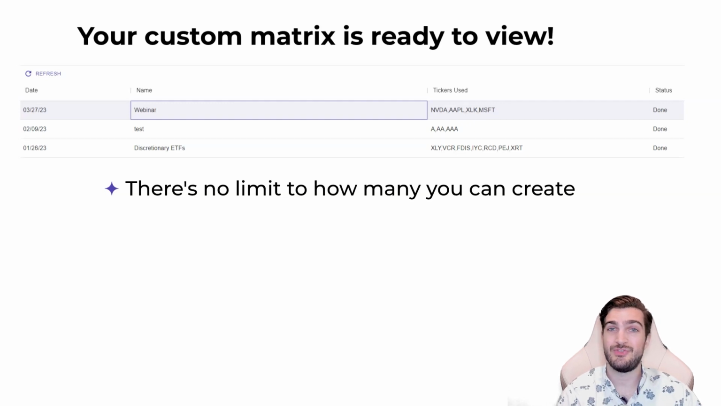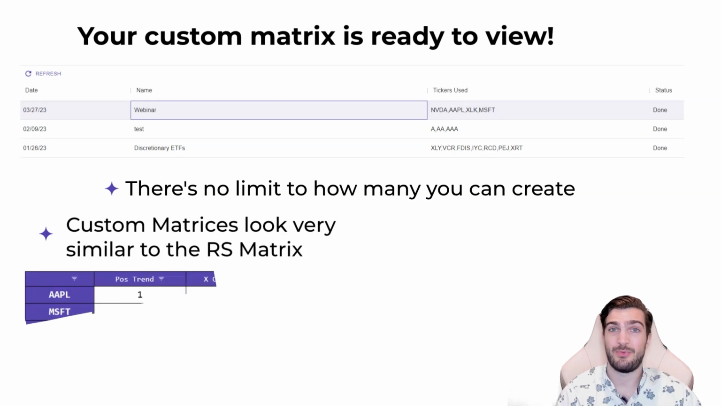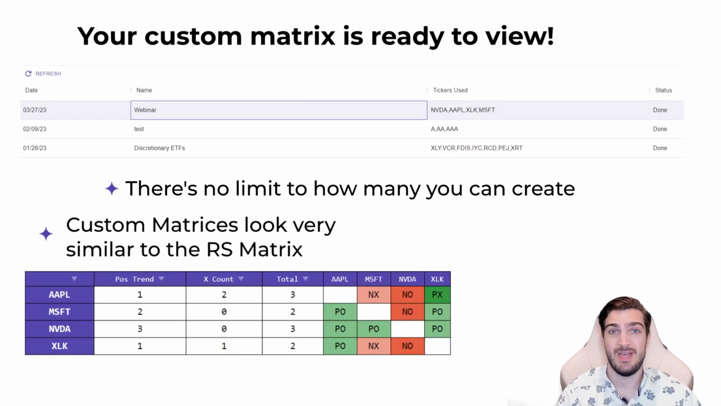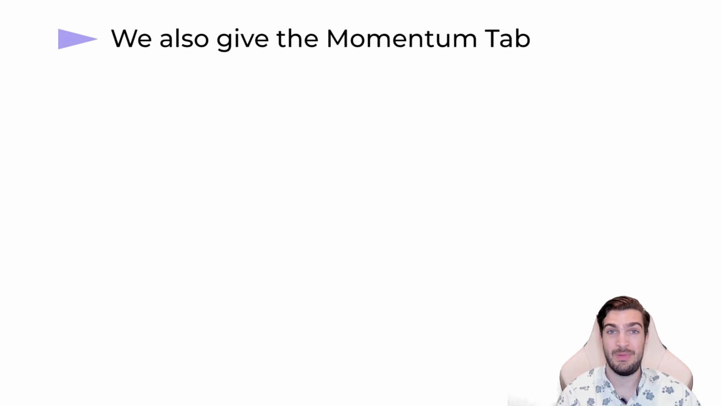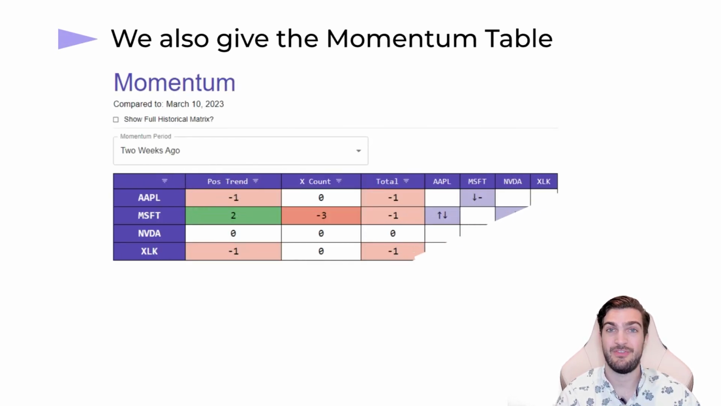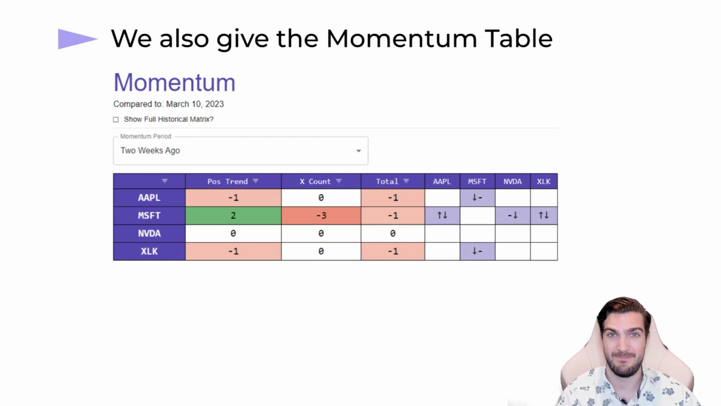But once we've chosen the matrix that we want to look at, it'll look very similar to what the relative strength matrix for the sector ETFs looks like. You'll find all of the individual comparisons for each of the securities within your set, and you'll find the total number of wins for both short-term direction, long-term trend, and its total count, the combination of its short and long-term strengths. Of course, what matrix would be complete without momentum to be able to understand how the strength of these different securities is changing over time?